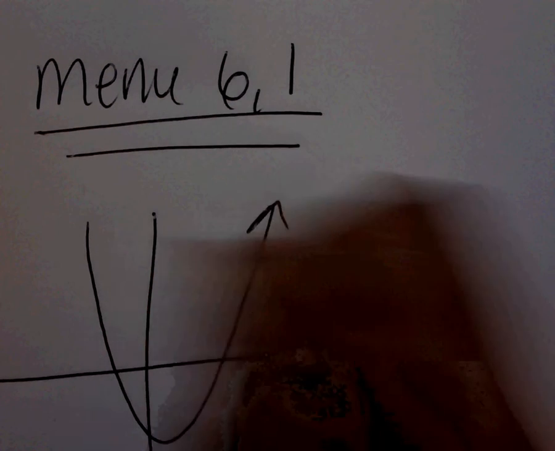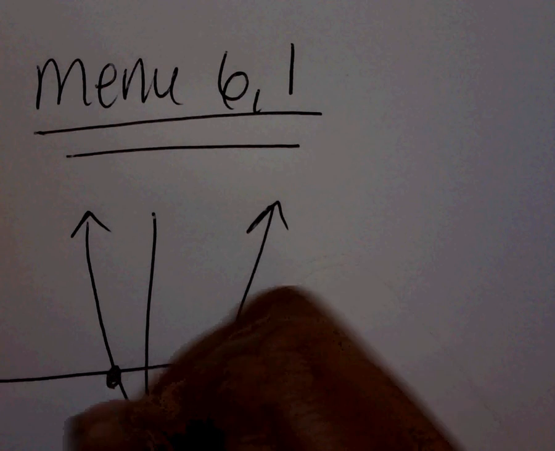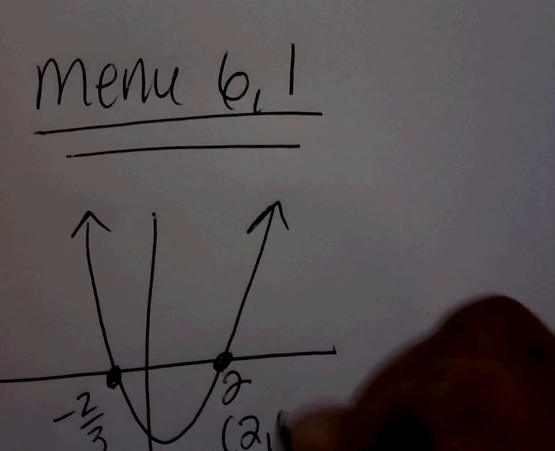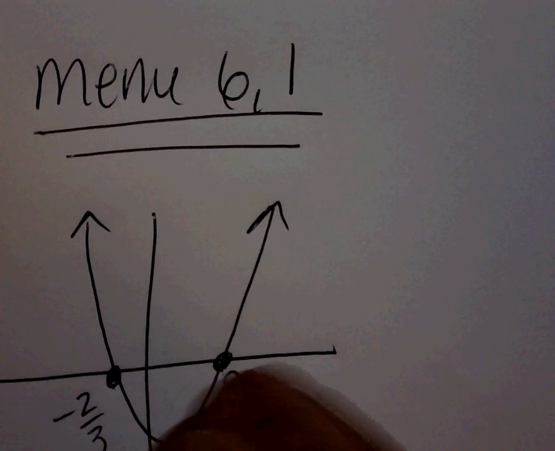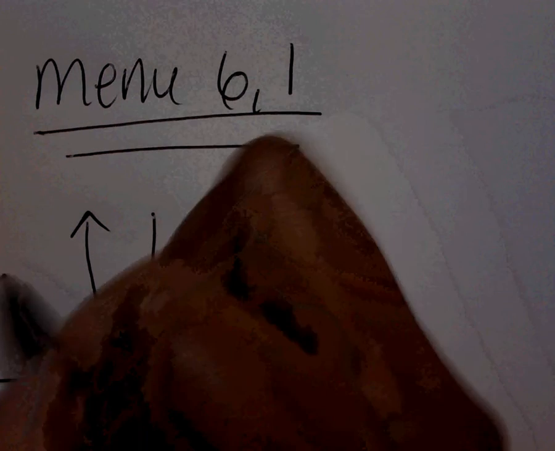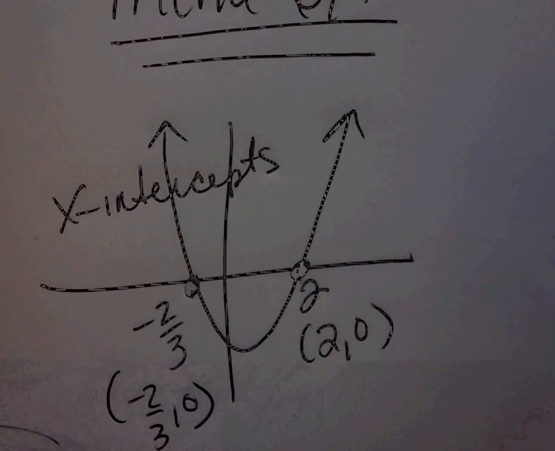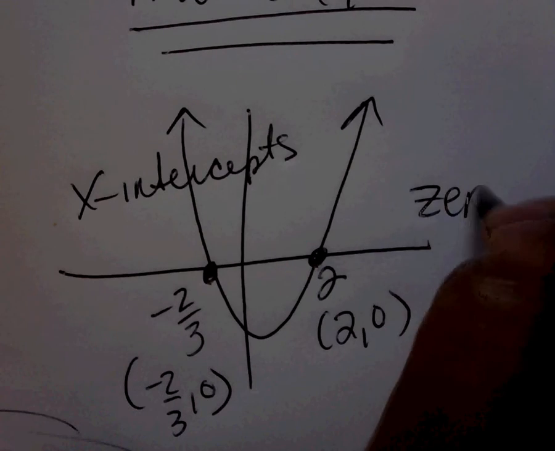And so I'm just going to quickly draw that here. And label, you are -2 thirds, you are +2, better known as 2, 0 and -2 thirds, 0. And these are what? My x-intercepts, better known as my zeros.